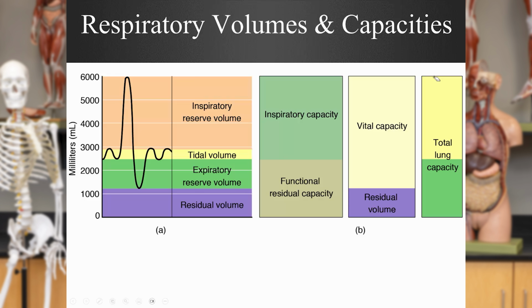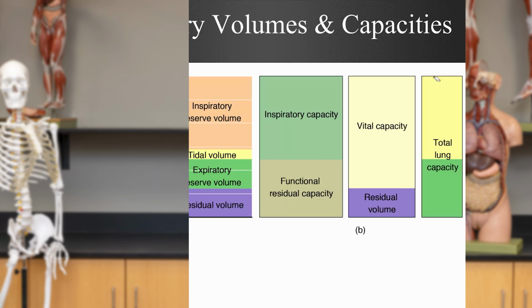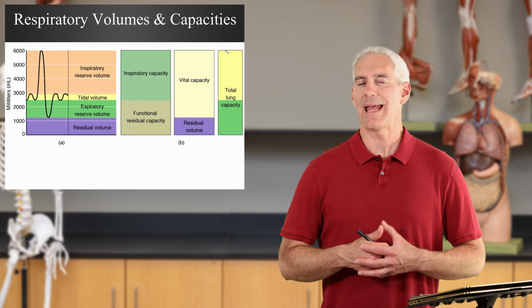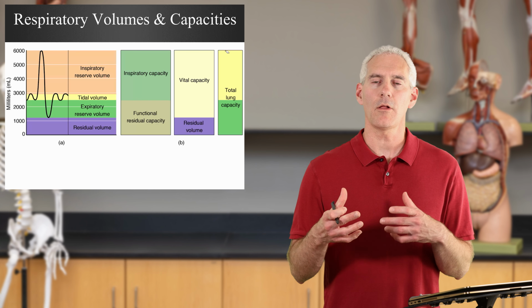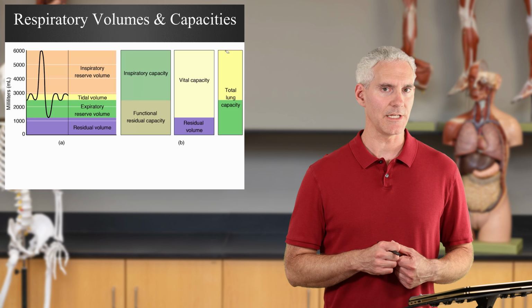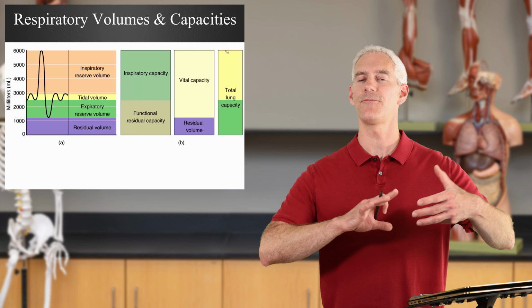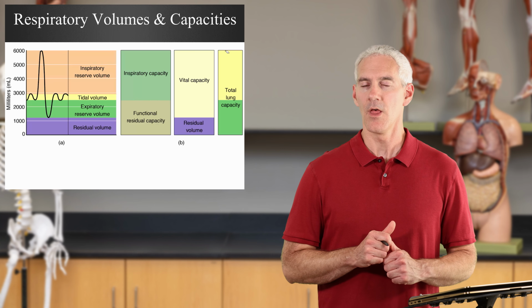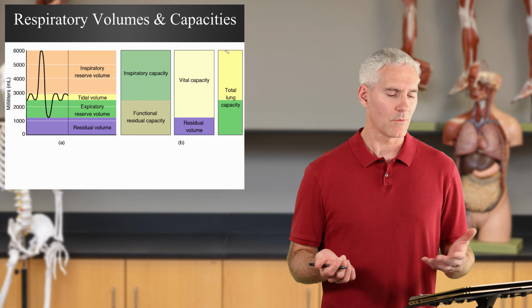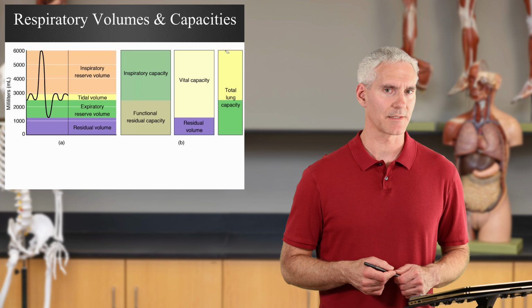Total lung capacity is all four of the volumes: inspiratory reserve volume, tidal volume, expiratory reserve volume, and residual volume. So these capacities all measure up to some combination of the volumes, whether it's 2 volumes, 3 volumes, or all 4 volumes together. But why do you even care? Well, they can tell you some different things.